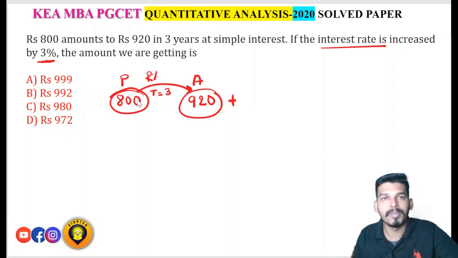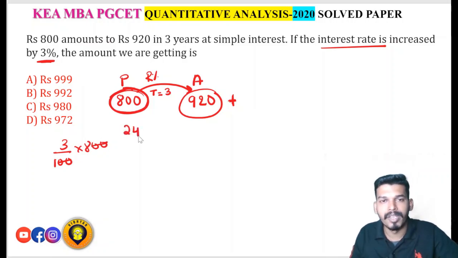So, on the principal amount, now interest, calculate: 3% of 800 is how much? 3% of 800 is 3 by 100 of 800. So that means 8 3s are 24. 24 rupees more is the interest you get. 3% is for 1 year. That means for 1 year you will get 24 rupees more.